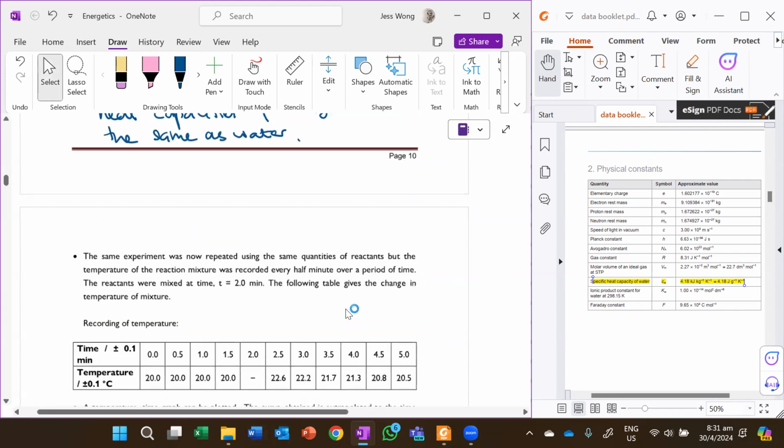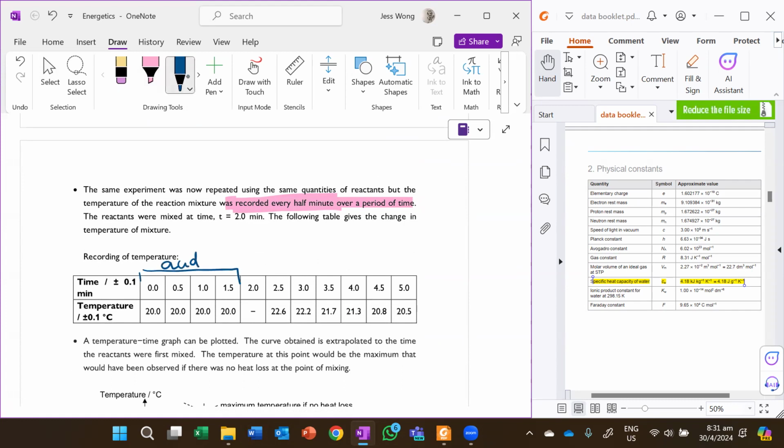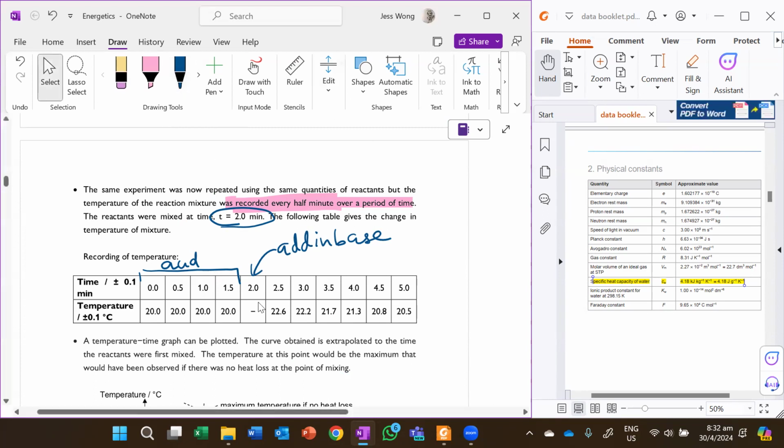All right. So you can also repeat the same experiment. Instead of taking T initial and T final, you can repeat the same experiment but record the temperature every half a minute over a period of time. So you can first put your acid, for example, in the styrofoam cup, and at exactly 2 minutes, you put in the base. Because you are busy adding the base at 2 minutes, you're not able to record the temperature change. So you will start recording at 2.5 minutes and so on until you collect enough data.